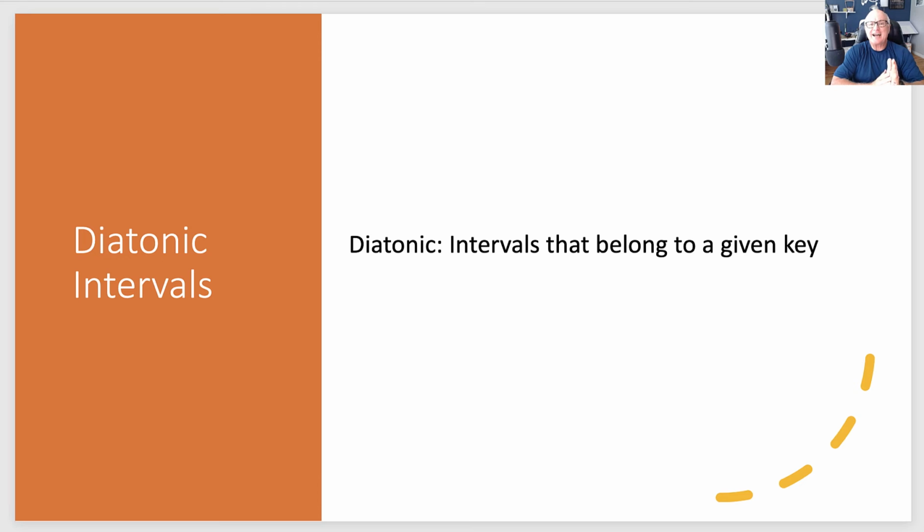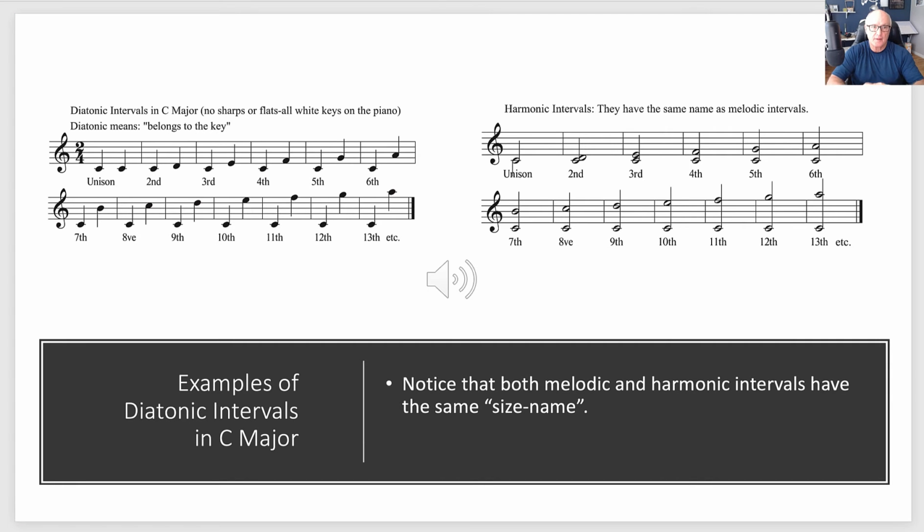Now we have something called diatonic. A diatonic interval is an interval that belongs to a key. So the word diatonic means belonging to a key. So for instance, these are the diatonic intervals for the key of C. So notice that both the melodic and harmonic intervals have the same size name. So we start with a unison, two instruments, two voices singing or playing the same note. Then it moves by second, by third, by fourth, and they sound like this. Third, fourth, sixth.